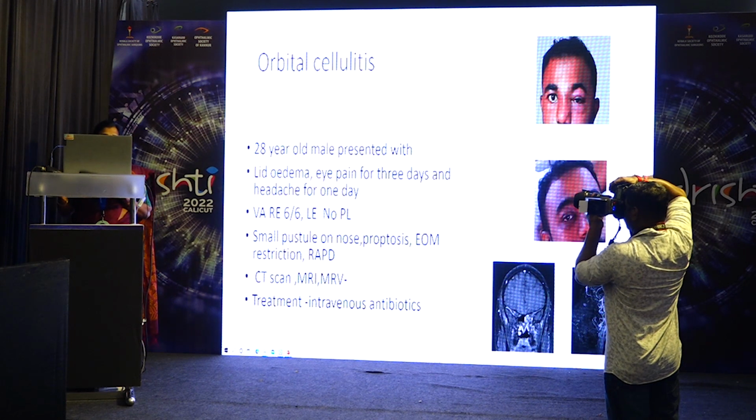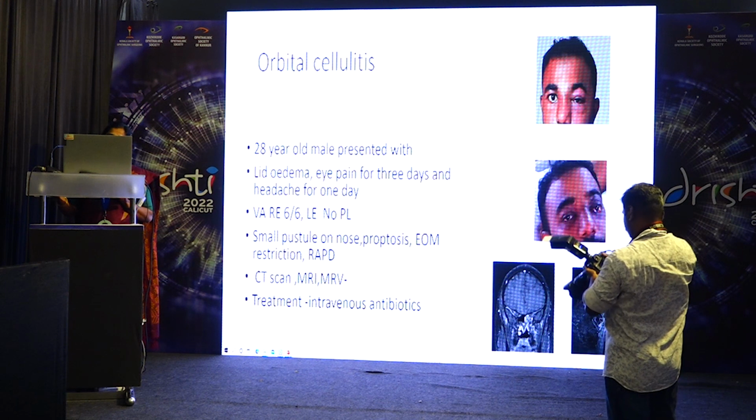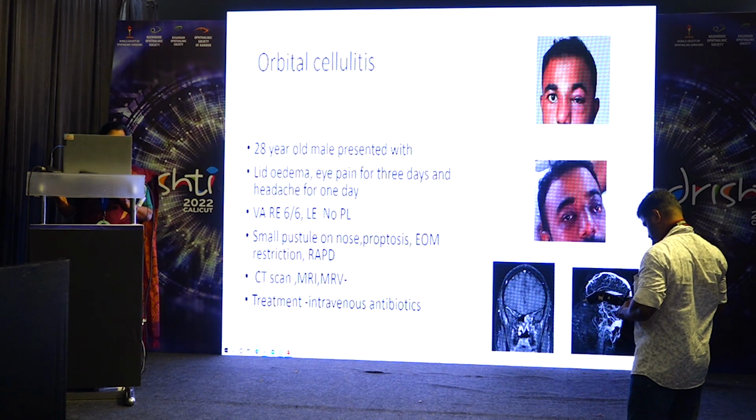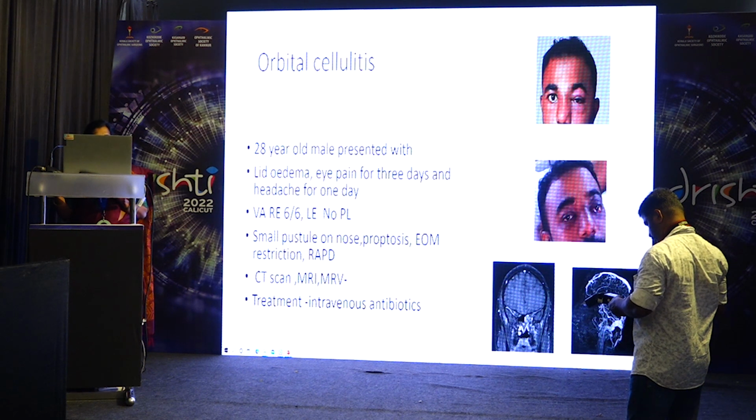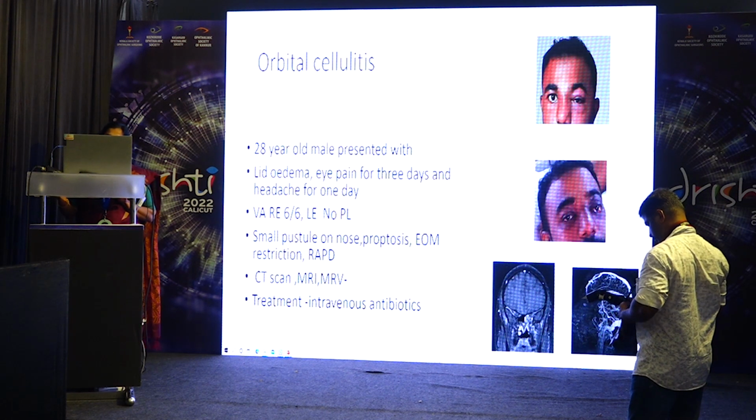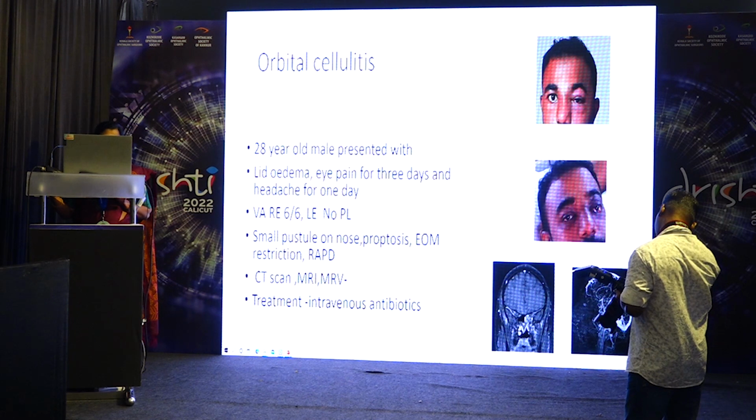And coming to one important cause of ocular emergency, that is orbital cellulitis. Here this patient developed orbital cellulitis following an insect bite. He presented to us with severe eye pain, headache, and vision was no PL. And we did a CT scan to rule out sinus infection, and MRI and MRV was done, which showed cavernous sinus thrombosis. So he was admitted, started on intravenous antibiotics and anticoagulants.